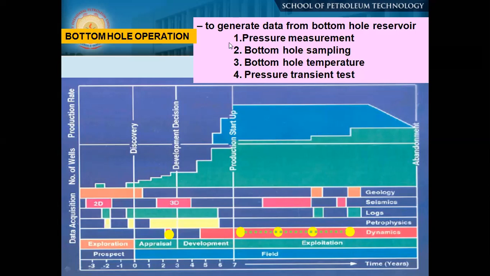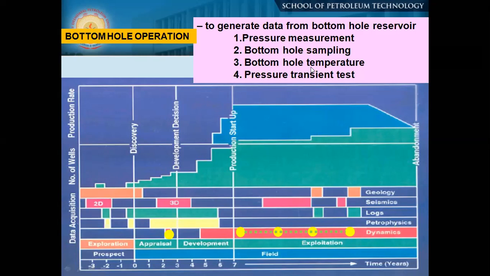And how do we get it? To generate data from the bottom hole reservoir, we initially do the pressure measurement. Then we continue the bottom hole sampling. I have discussed this last class also. Pressure measurement and bottom hole temperature we do simultaneously with the help of an electronic memory gauge. Then we go for bottom hole sampling. If everything is fine, then we go for the pressure transient analysis. This is called well test analysis, or well testing, transient well test. Why is it transient? I will come to it one by one. Have you understood the sequence of operation, how we do it?